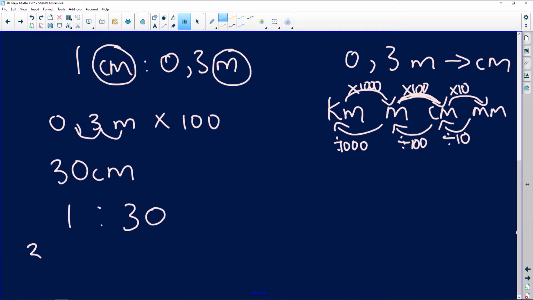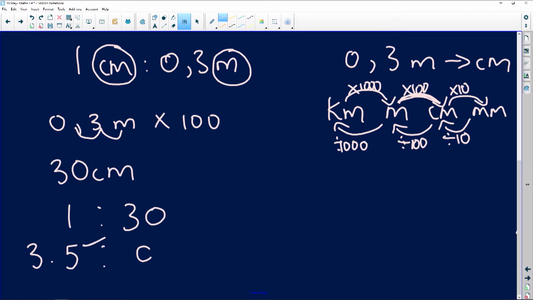So 3.5. I am then going to be solving, this time let's make it C. I'm solving for C. And if I am doing cross multiplication, maps and scales, guys, if you feel like, oh my gosh, I don't know what to do, this is too hard, go from your known to your unknown, and what we do know is that 1 centimeter is equal to 30 centimeters.